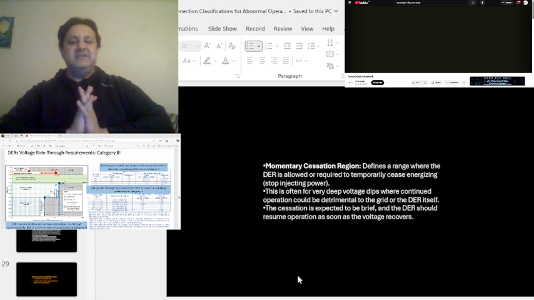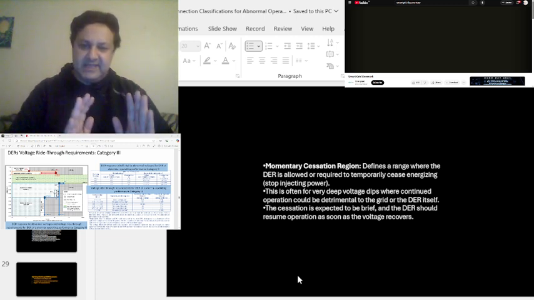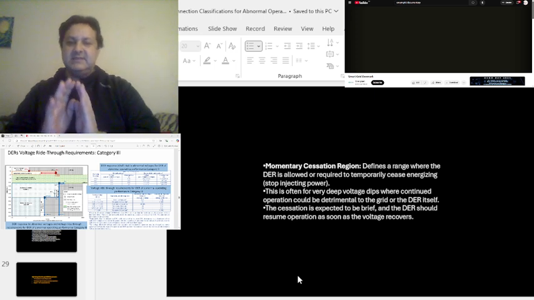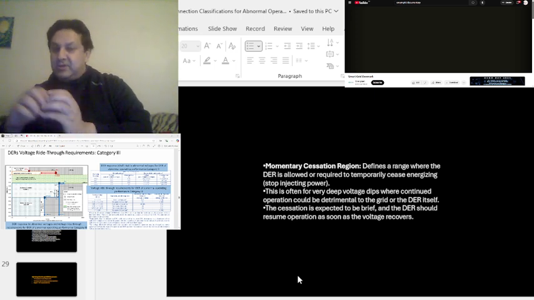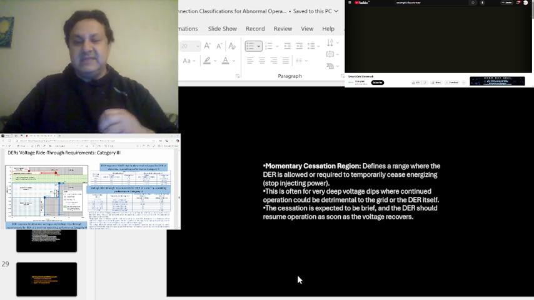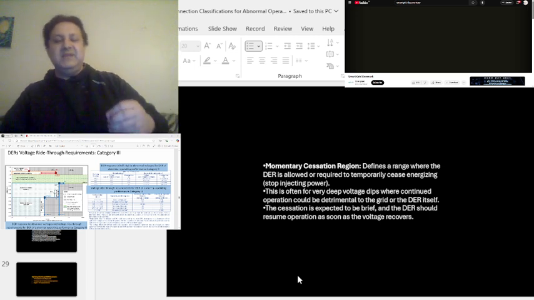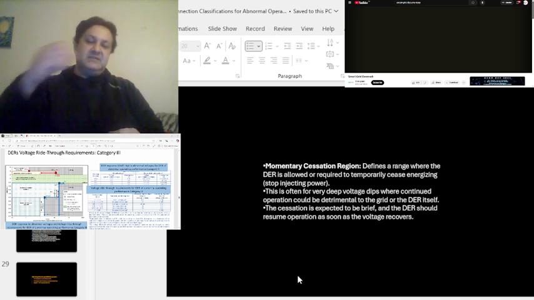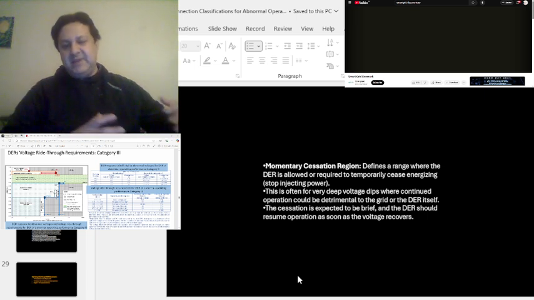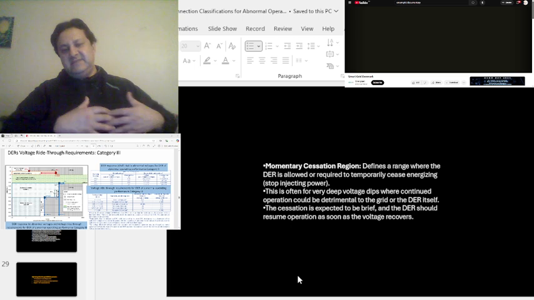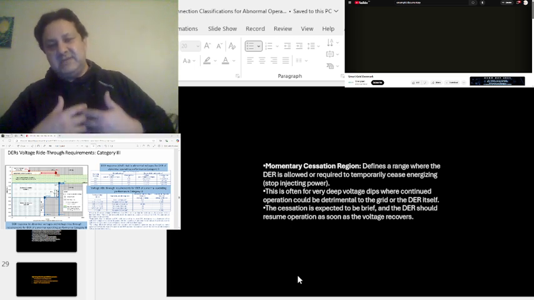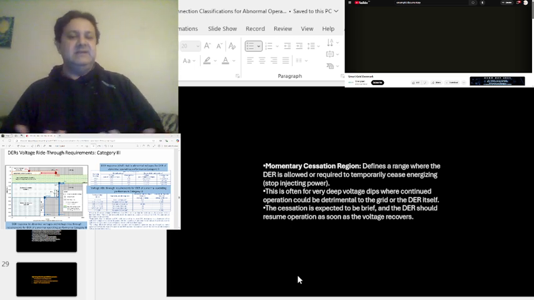Momentary cessation region, for the time being, defines a range where the DR is allowed or required to temporarily cease energizing or stop injecting power. I mean, if it is injecting power for a certain period of time, the momentary cessation region is a region where it can stop or cease injecting power.